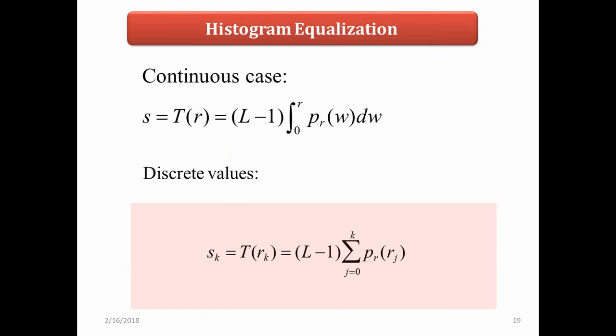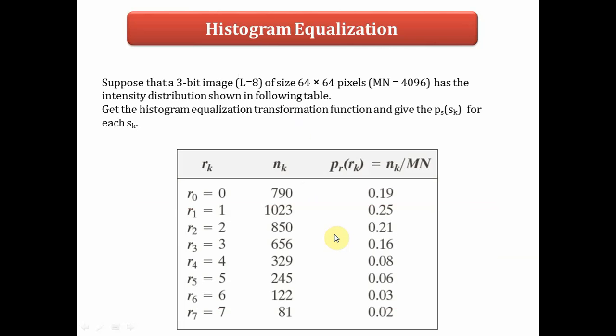Now for the continuous case we have studied this. What will be the case for discrete values? Same formula, only instead of integration, here the summation comes, and you are considering from 0 to k, where k is the gray level value. Means you are actually considering the summation of PDF values. For the continuous case you use integration, and for the discrete case you take the summation. Same equation, the only difference is summation versus integration.